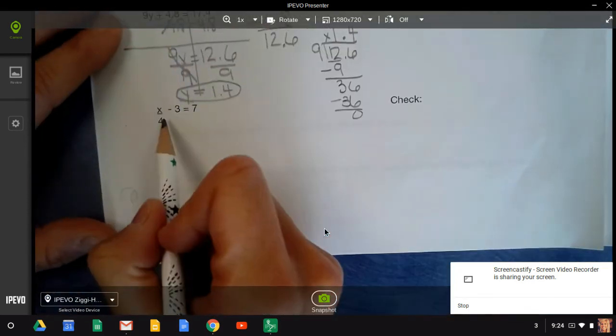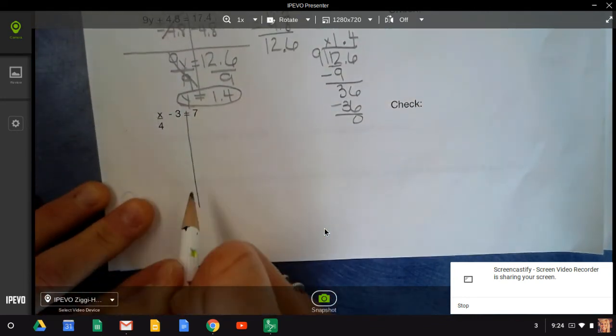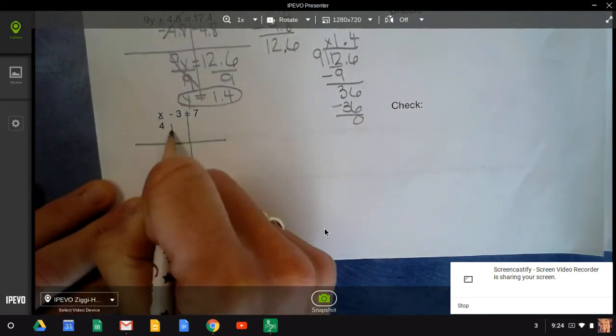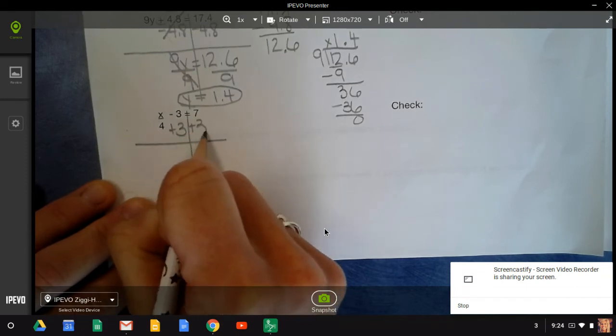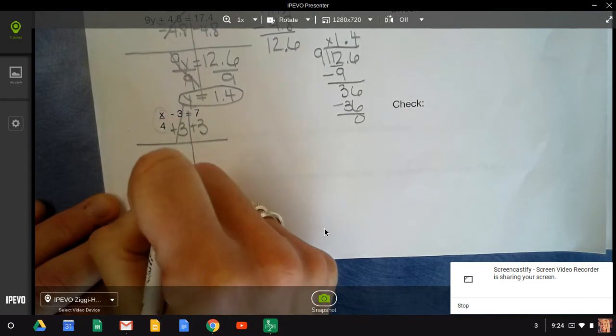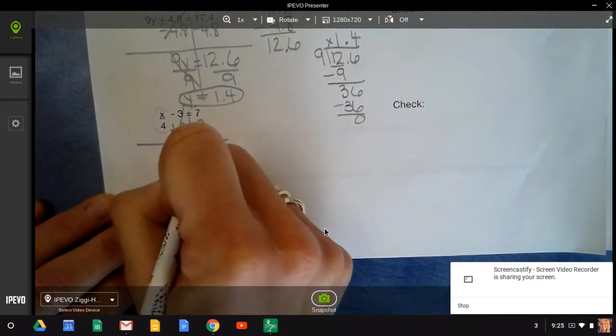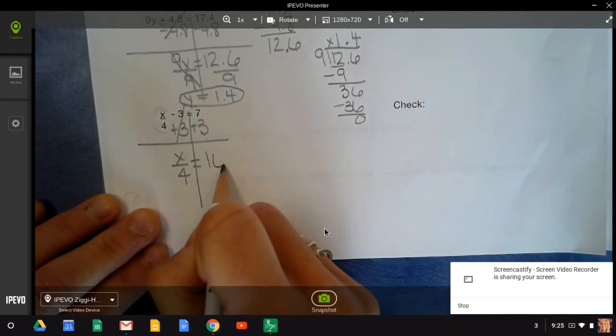Now this problem has division, so we're going to wait to touch that until the very end. The first step is going to be to add 3. So we're going to add 3 to both sides to clear these out. We're going to drop this whole guy down here, so x divided by 4 equals, and we're going to add 7 plus 3, which is 10.